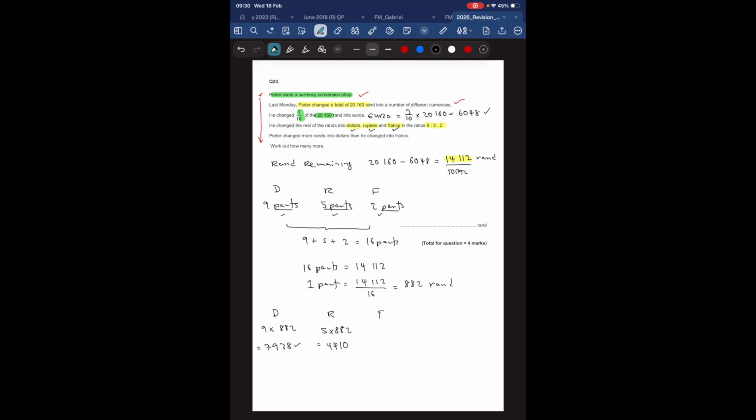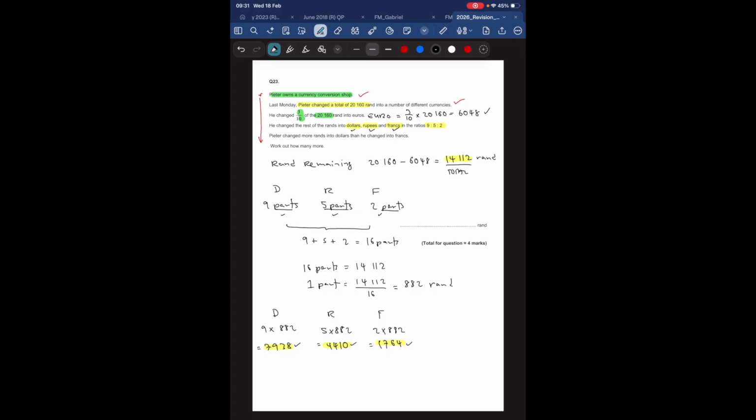4,410 Rand. And then finally, the amount of Rand that were converted into francs will be 2 times 882, which gives me 1,764 Rand. So now I know the exact amounts of Rand that were converted into the three currencies. 7,938 Rand were converted into dollars, 4,410 Rand were converted into rupees, 1,764 Rand were converted into francs.